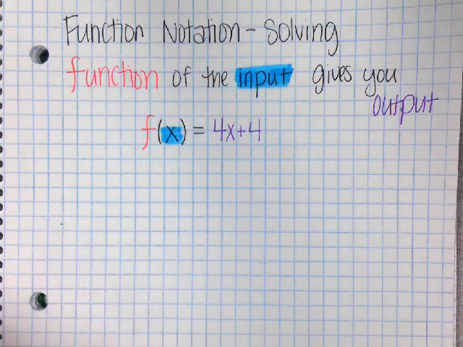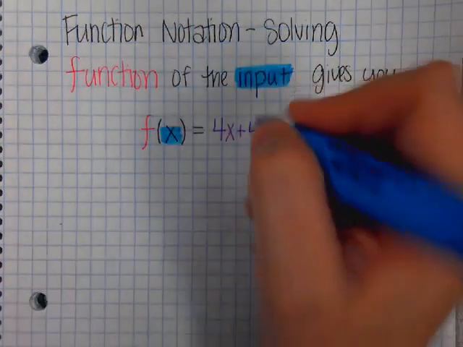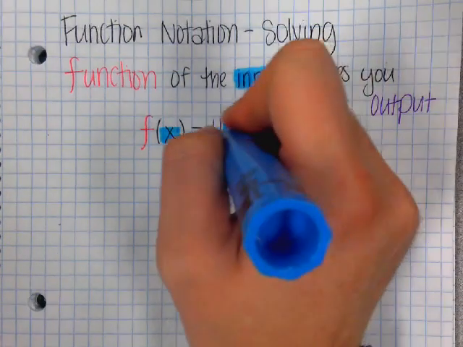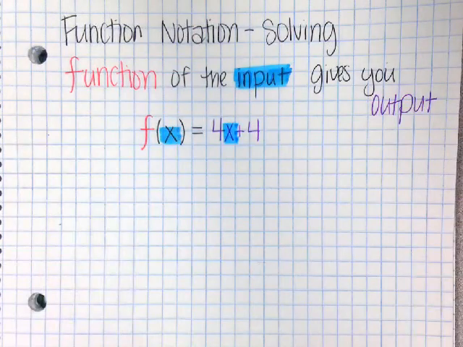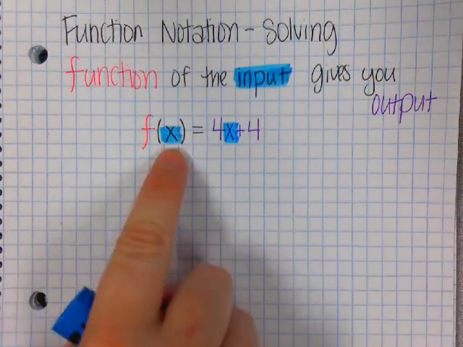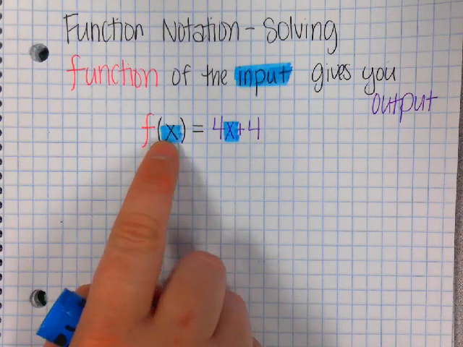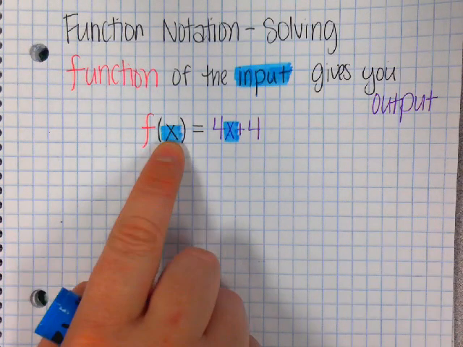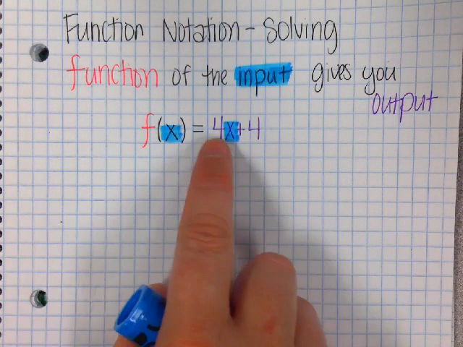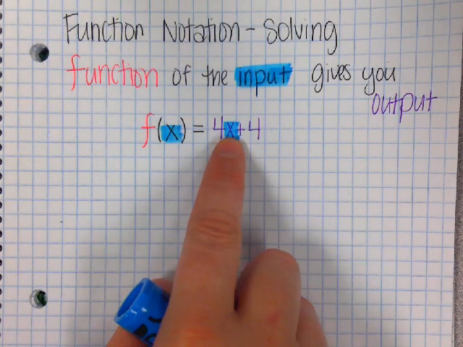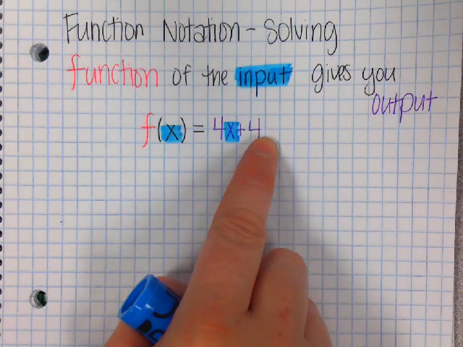Now, if you notice, they both use the letter X on both sides, and that's what always freaks everybody out, is that you have the X inside of the parentheses and you have the X right here. So it's telling you it's function of, and it's going to tell you what your input variable is, and then it's 4 times the input variable plus 4.